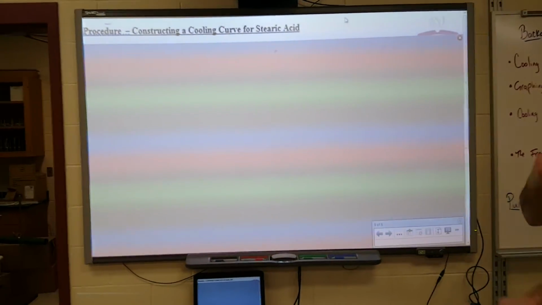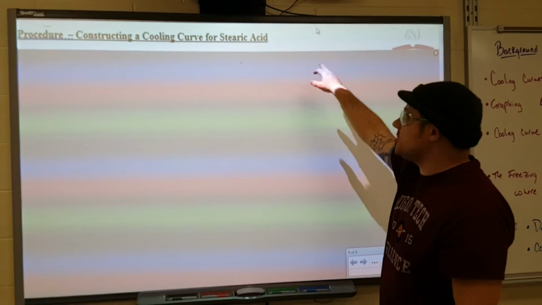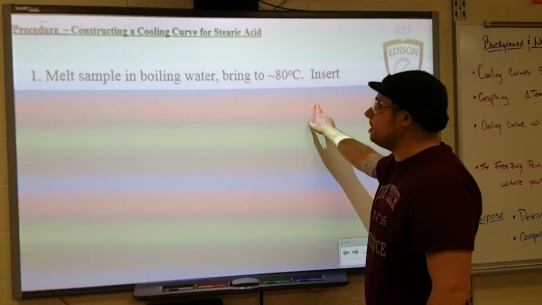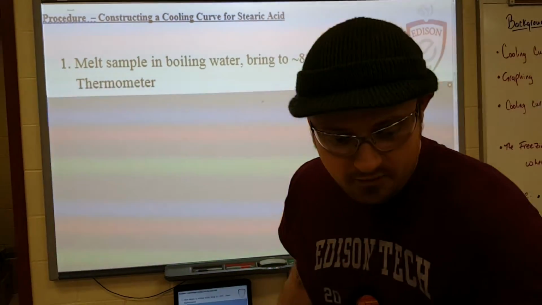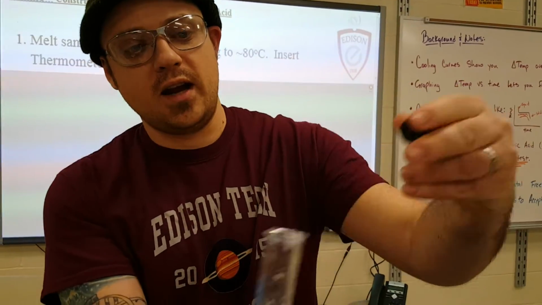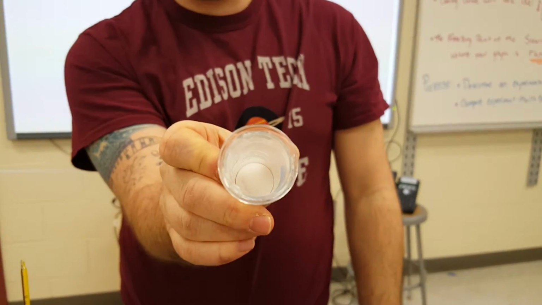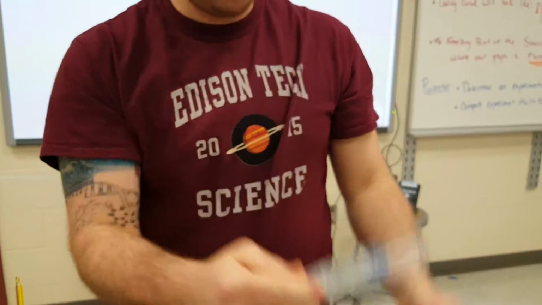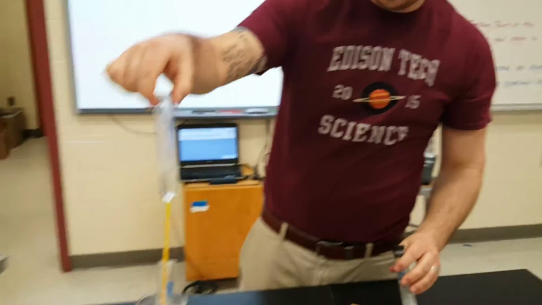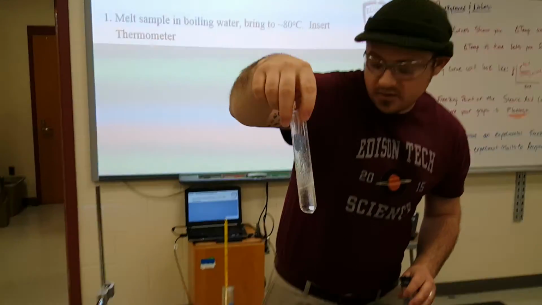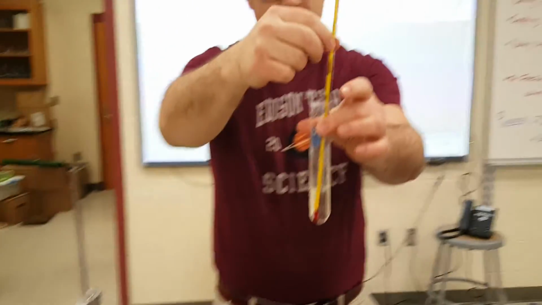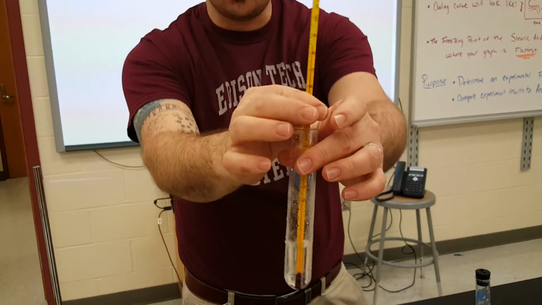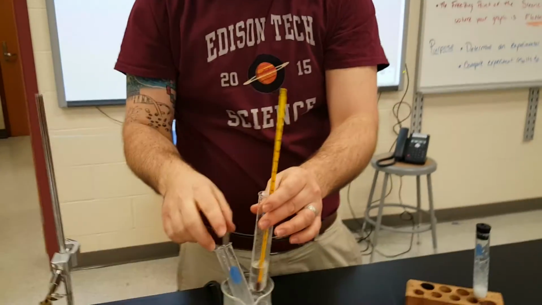So next page, you're going to go to the procedure part. And this is what you've got to do. If the samples are not already melted, meaning if they look like this, white, waxy kind of substance, you can't get a thermometer in there because it's solid. So you've got to melt it first, which you do by putting it into a boiling water bath. If it's not already done for you, you'll have to do that. And then you put your thermometer into it. Got to get it hot, up over about 80 degrees Celsius.